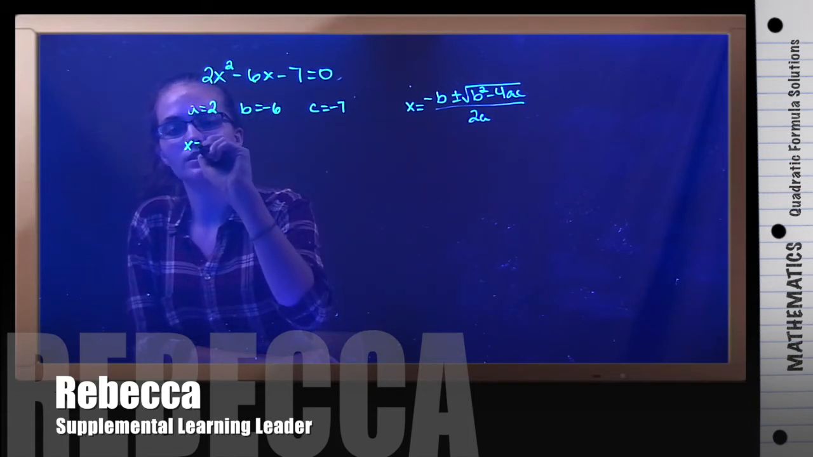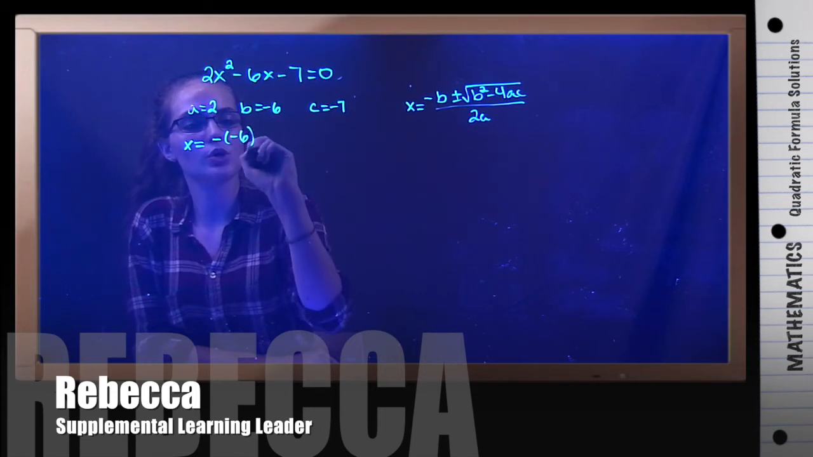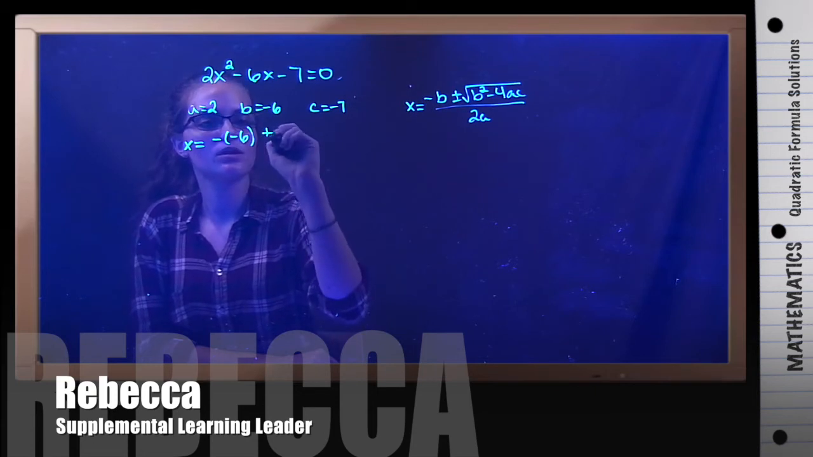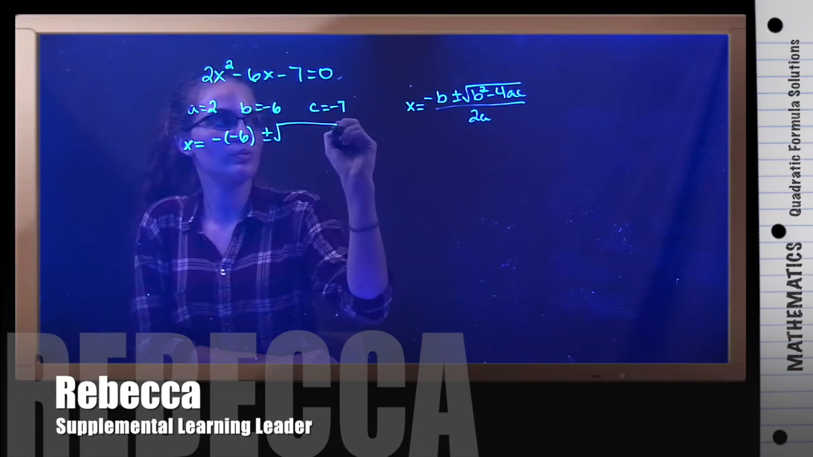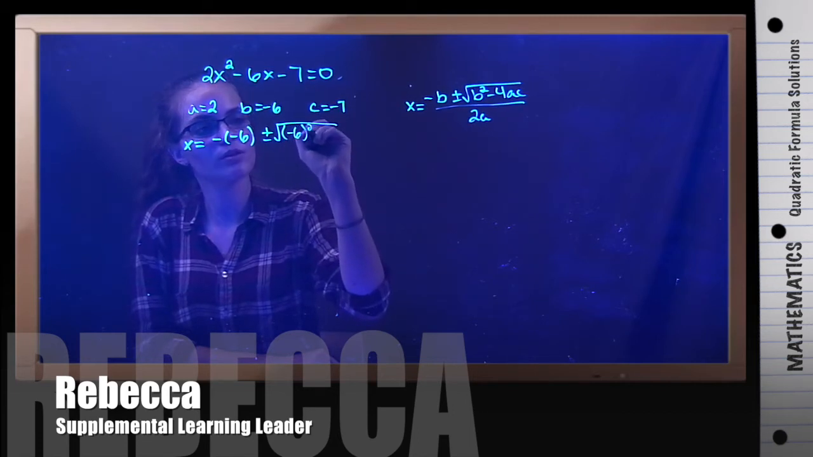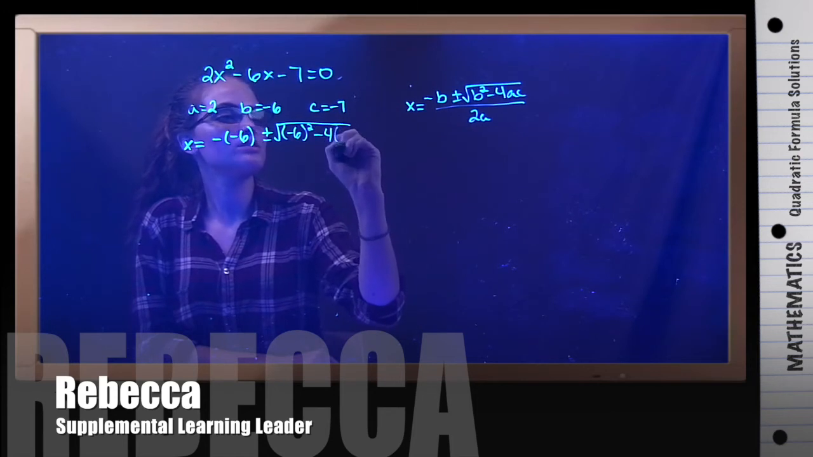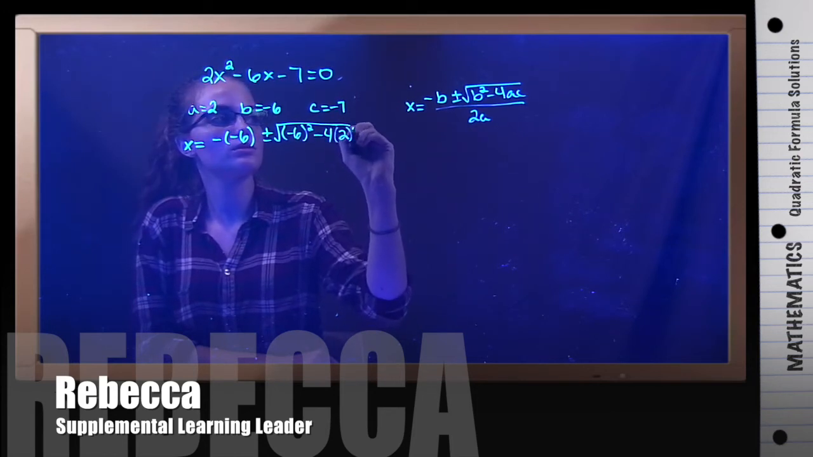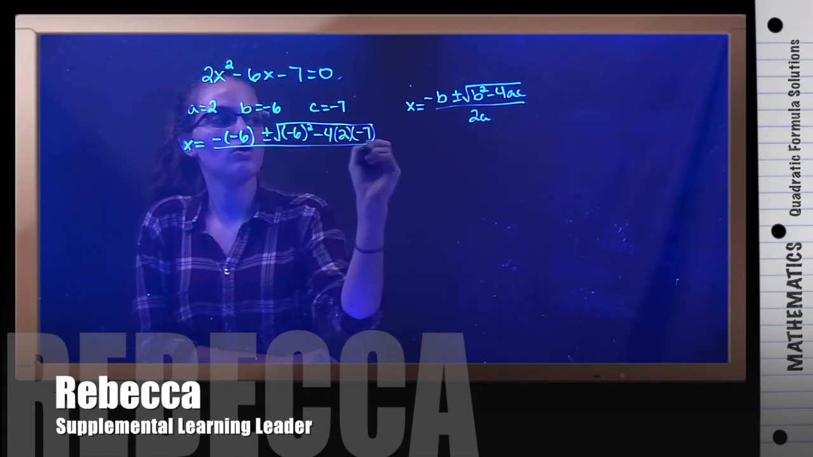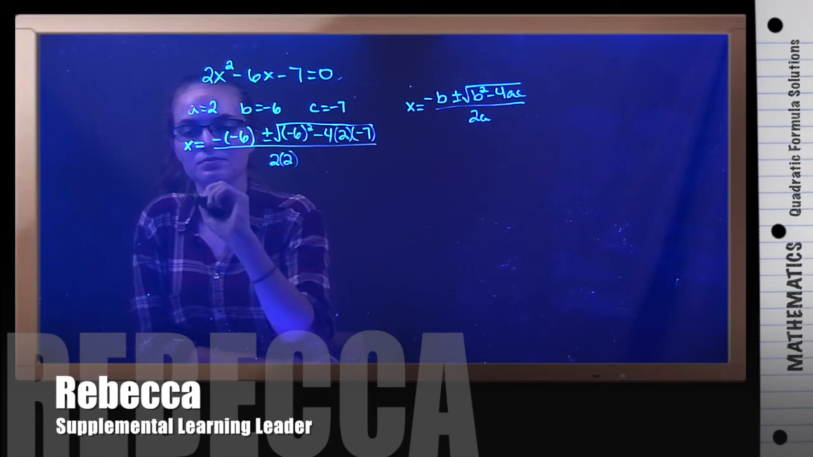So we have x equals negative, b is negative 6. So we have a negative here, and our b is also negative. And then we have plus or minus the square root of b squared is negative 6 squared. Don't forget the parentheses. Minus 4 times a is 2 times c is negative 7, all over 2 times a is 2.